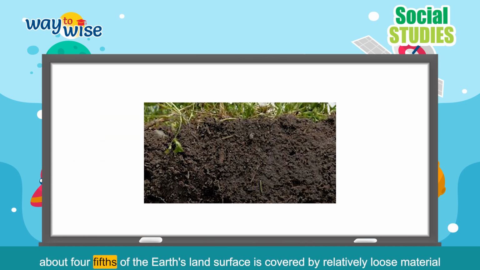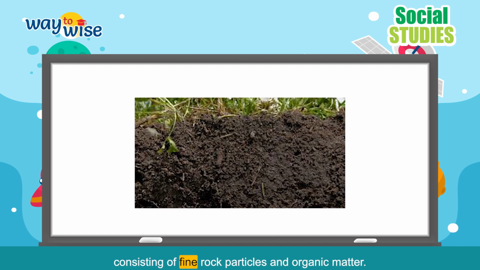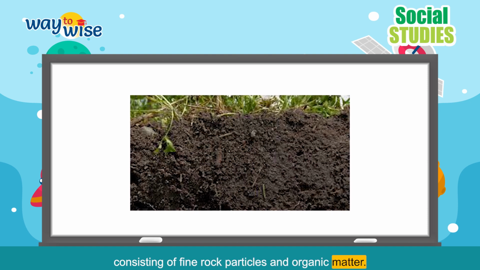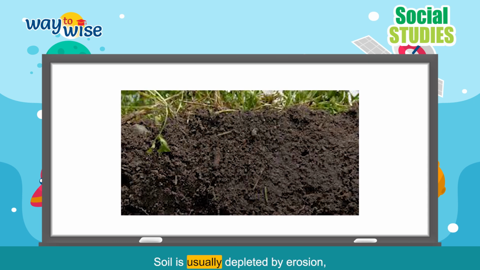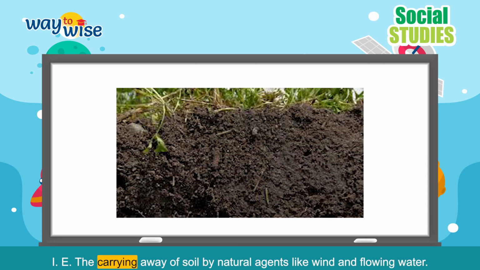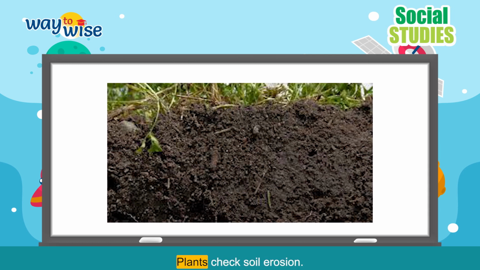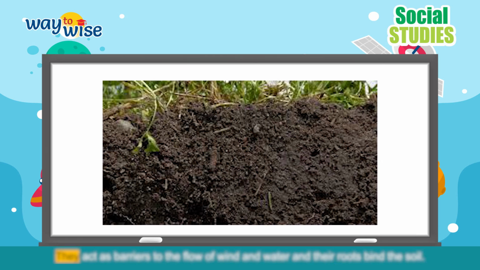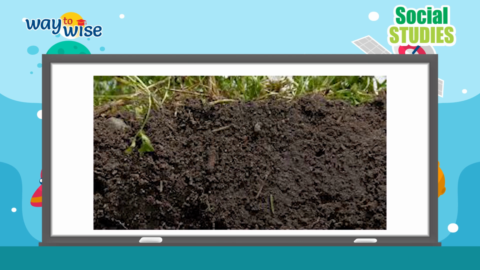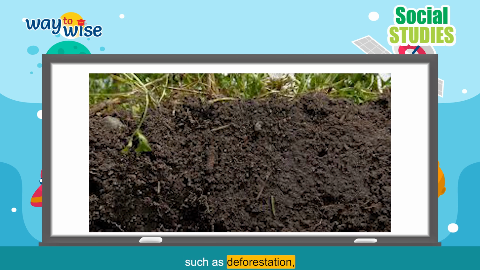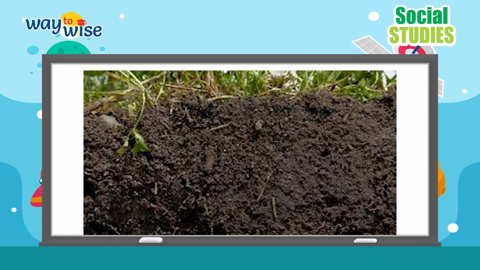Soil. About 4/5 of the Earth's land surface is covered by relatively loose material consisting of fine rock particles and organic matter. This material is known as soil. Soil is usually depleted by erosion, i.e. the carrying away of soil by natural agents like wind and flowing water. Plants check soil erosion. They act as barriers to the flow of wind and water, and their roots bind the soil. So human activities such as deforestation, overgrazing, etc. have also caused soil depletion.